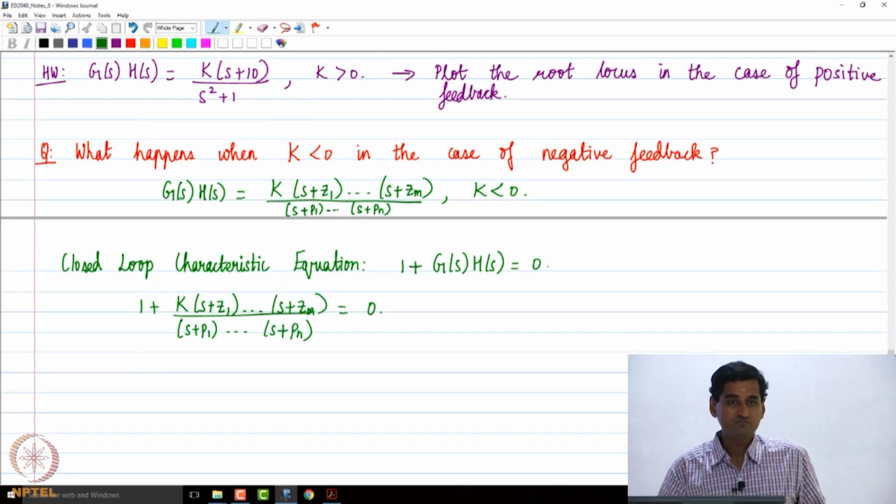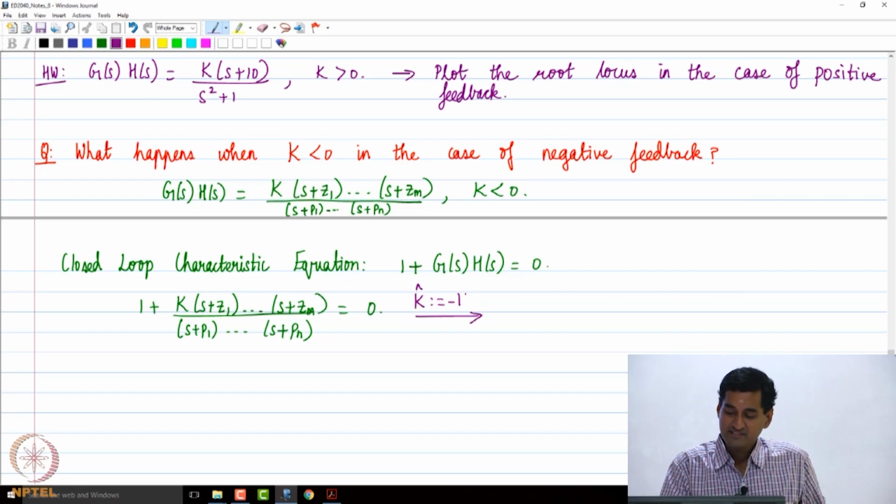Now what do I do? What I can do is the following, right? I can say let a parameter k hat be defined as minus k. I can do that, all right? So I can essentially define a variable k hat which is the negative of k. So what do you think happens to the range of k hat?